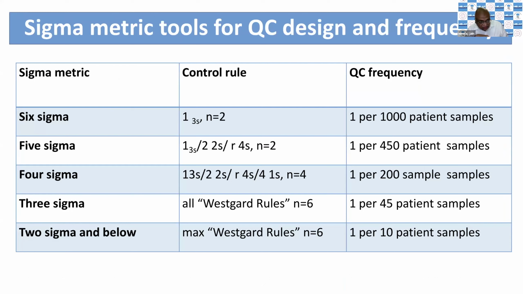So based on this, what is our sigma matrix level? We have to decide how many controls we will use in our laboratory and how many Westgard rules we will follow, and what should be the frequency of these controls. How frequently? Lower the sigma level, more controls need to run. Higher the sigma level, less control need to run. So with this, we can reduce our cost and our quality will also improve.